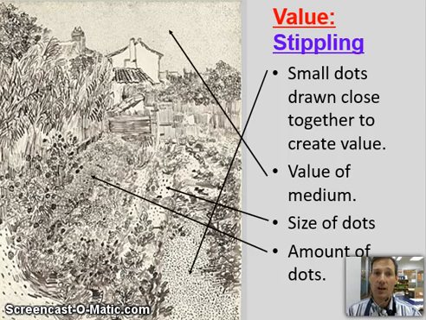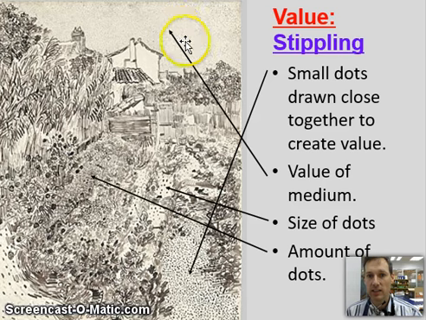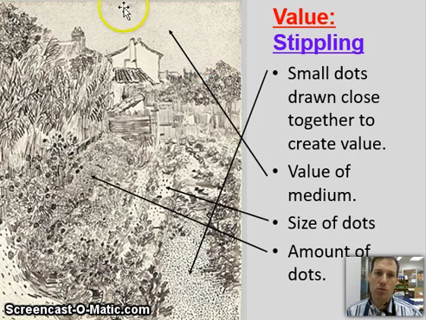So our next style of creating value is called stippling. Stippling is when you create small dots which are drawn close together to create different values. So, for example, here's a medium or a light value in the background. Now, Van Gogh in this picture has used little teeny dots, but they're very light in value because he's using ink and he's watered it down. And he's made a nice smooth texture using very small dots of stippling.